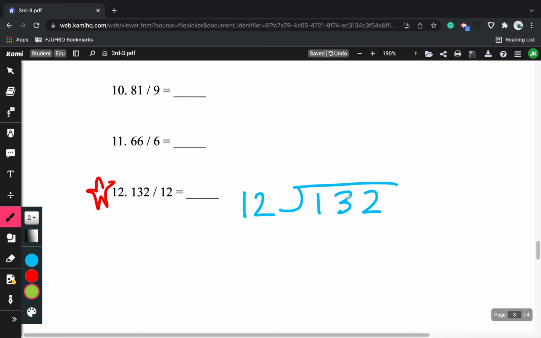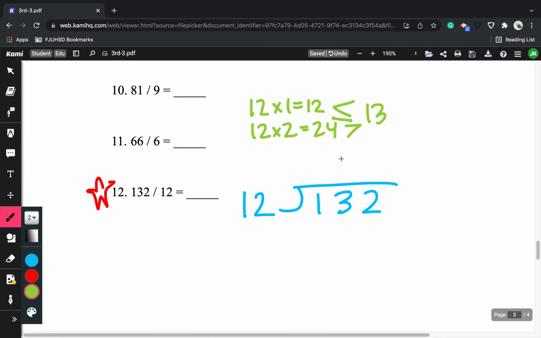unnecessary. So how many times can 12 go into 13? Well, 12 times 1 is 12, but 12 times 2 is 24, which is greater than 13. But 12 times 1 is less than 13. So if it's a number less than or equal to, then it's going to be fine.